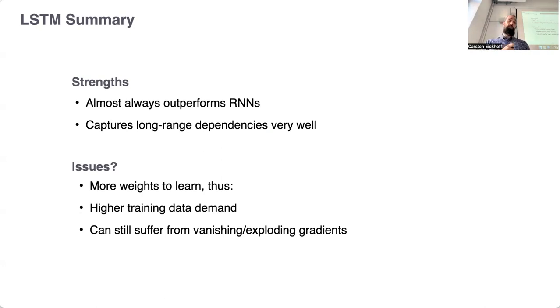They are really good at capturing long-range dependencies, so things that happened a long time ago, we can now memorize much better. Now, this does come at the expense of quite a few more weights. We have now 3 linear regressions where we previously had 1. And this means we need more data to fit that. We can still have our vanishing and exploding gradient problems, and of course, it costs us a lot more compute. So these things are more demanding when it comes to the computational resources that we need to run this. Okay.